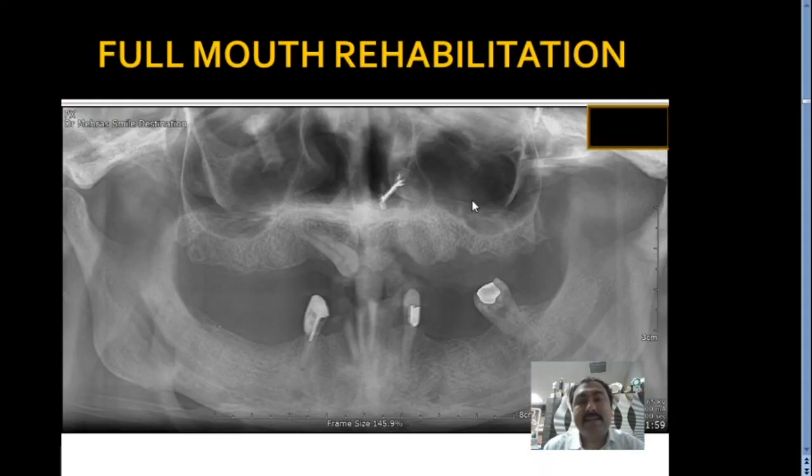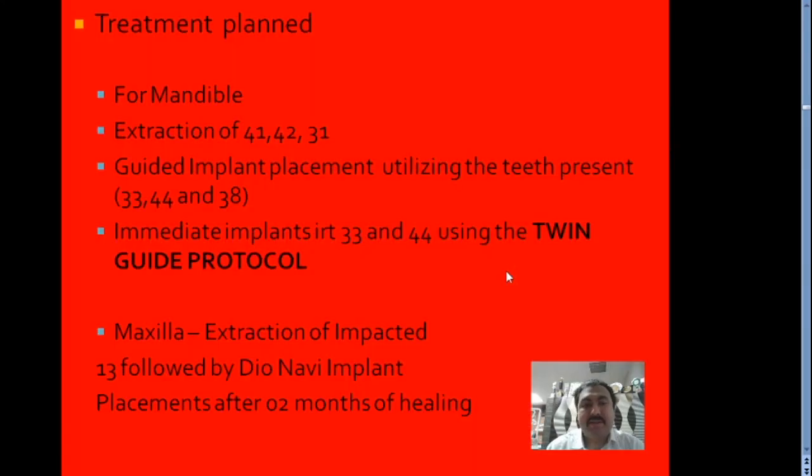Now let us discuss this case which approached us, and have a look at this case, especially the mandibular arch. The mandibular arch has a few strategic teeth that are present. We can all see that 4-3 is present, 4-4 is present. We have 4-1, 4-2, 3-1. We have presence of 3-3. We have 3-8, and in the maxilla we have an impacted canine. So what do we have?